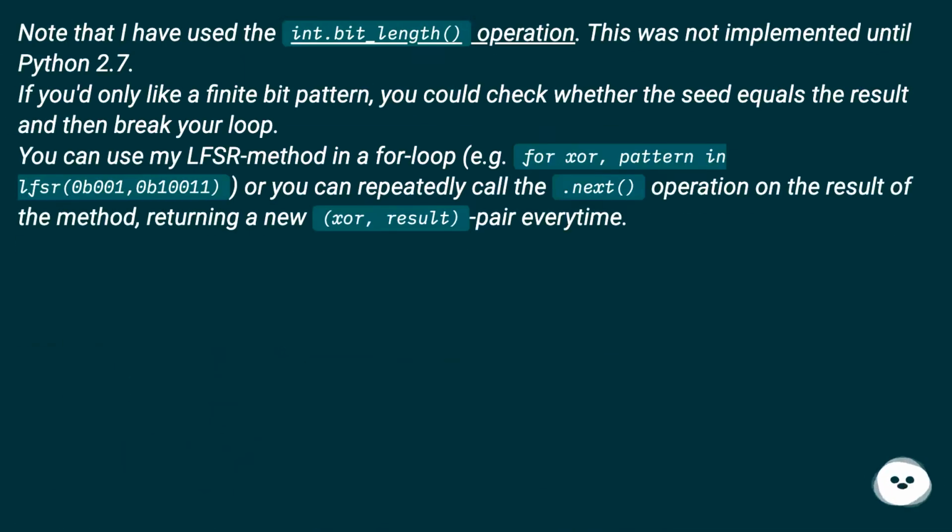Note that I have used the int.bit_length operation. This was not implemented until Python 2.7. If you'd only like a finite bit pattern, you could check whether the seed equals the result and then break your loop. You can use my LFSR method in a for loop, e.g. for xor, pattern in LFSR(0b001, 0b10011), or you can repeatedly call the .next operation on the result of the method, returning a new XOR result pair every time.